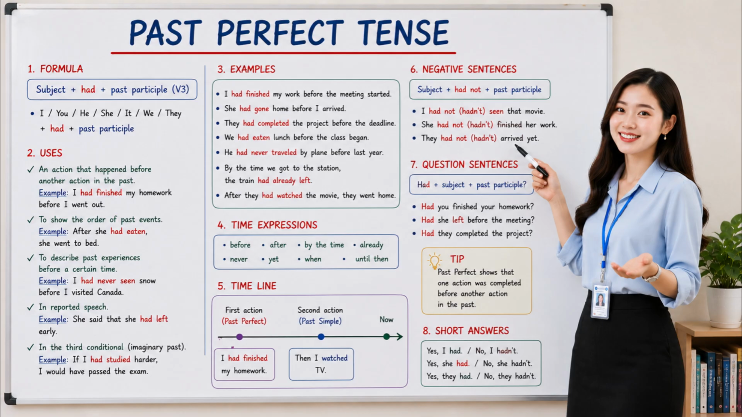Compare. Past simple: I arrived at the station. The train left. Past perfect: The train had left before I arrived at the station. The past perfect clearly shows that the train left first.